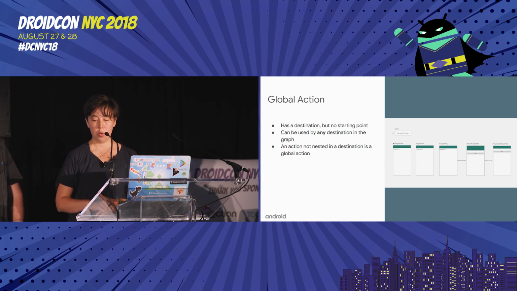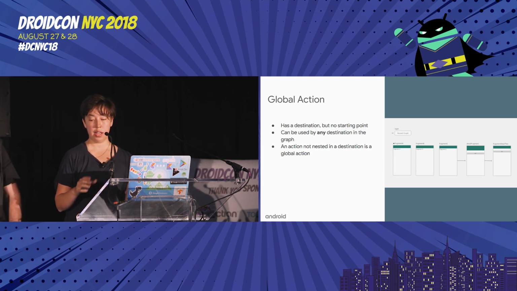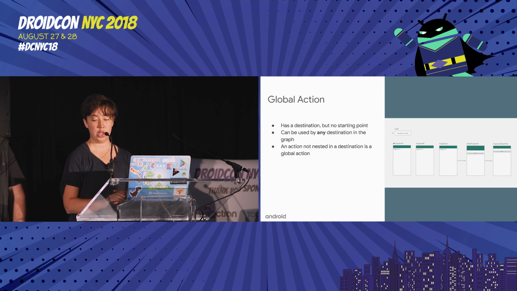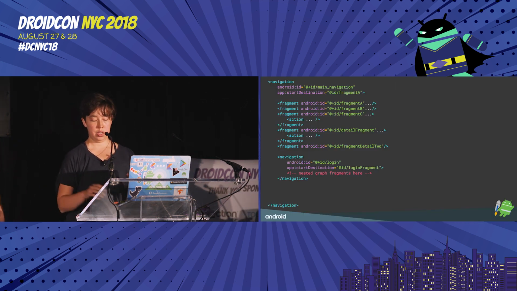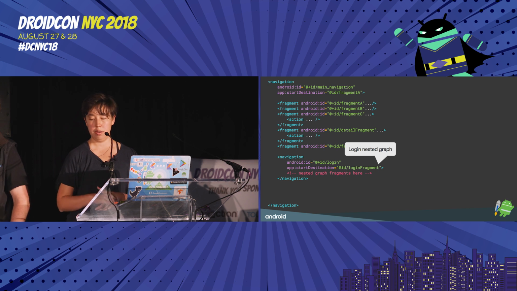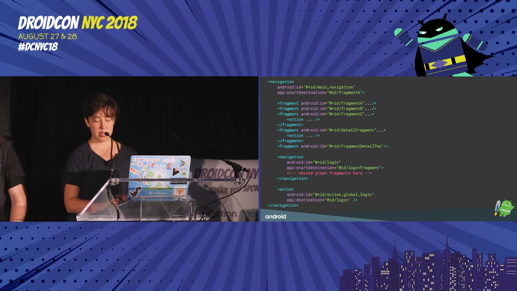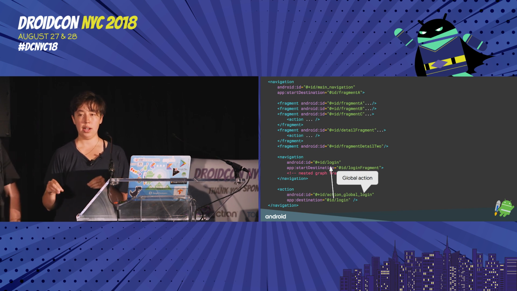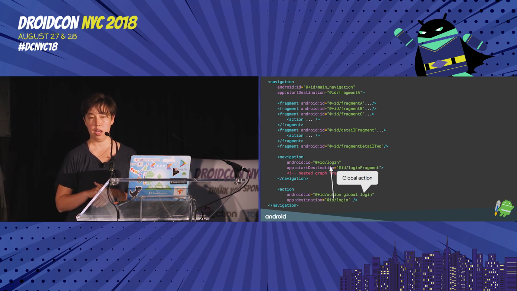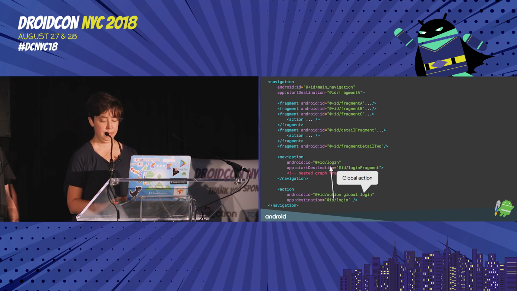So in code, a global action looks exactly like an action, but it's not nested within a destination. So let's take a look at that. First I'm going to show you an example of our nested login flow. And here is an example of our global action. You can see that the global action is not nested within a fragment or anything, and that the destination of this global action is taking us into our navigation subgraph right there.